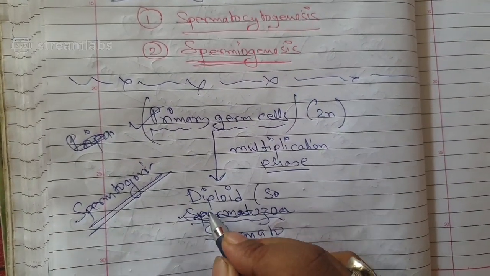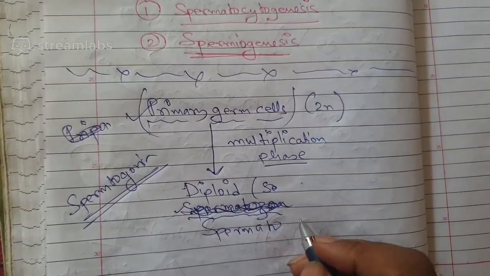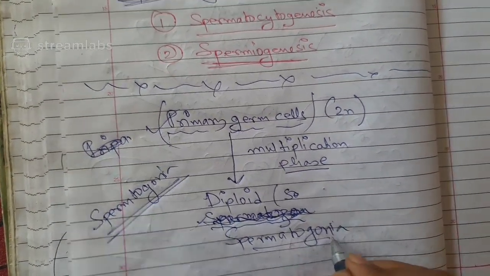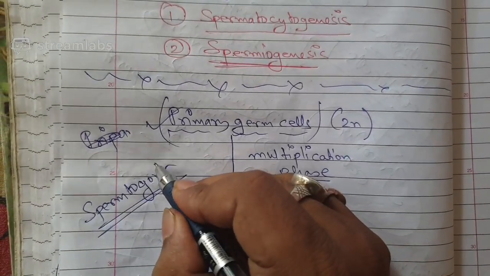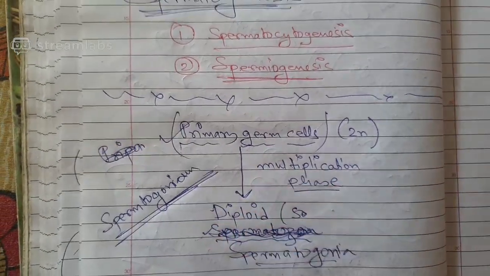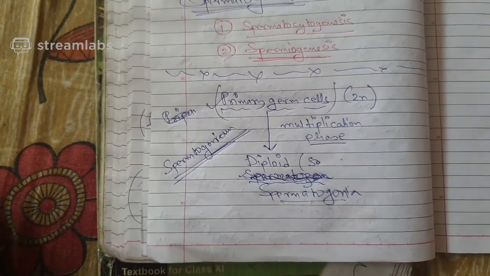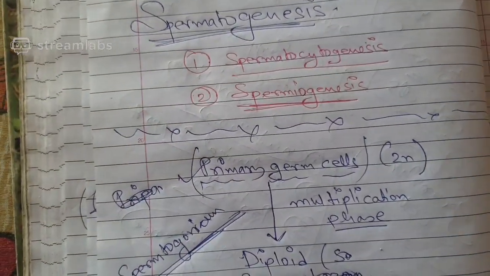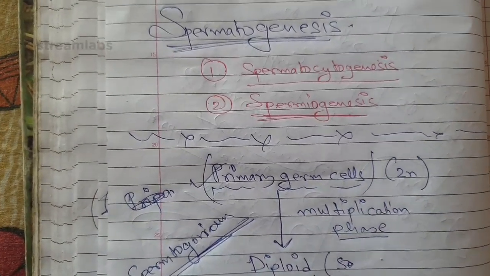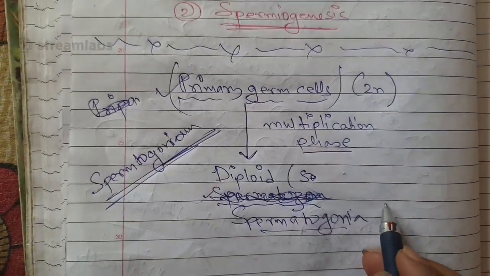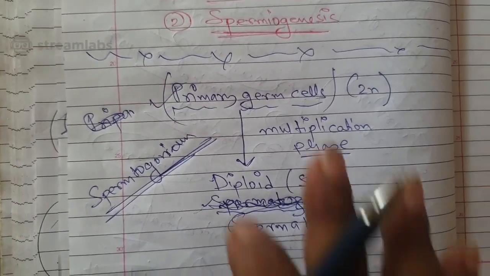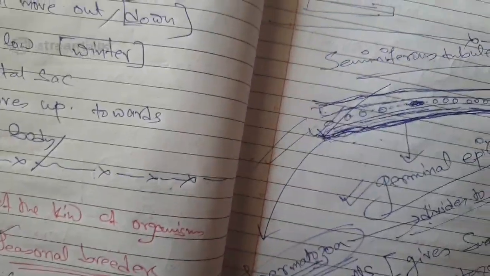Spermatogonia, not spermatozoa. I'll tell you what is spermatozoa. There is spermatogonia, which is plural. What is the singular? Spermatogonium is the singular. There is production of spermatogonia, and there is continuous multiplication and a lot of spermatogonia are produced.